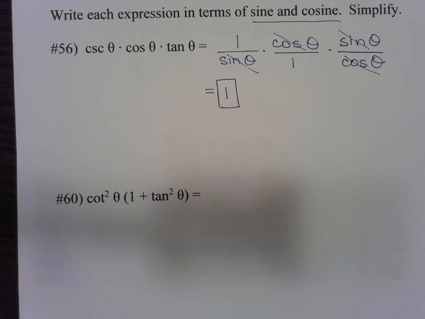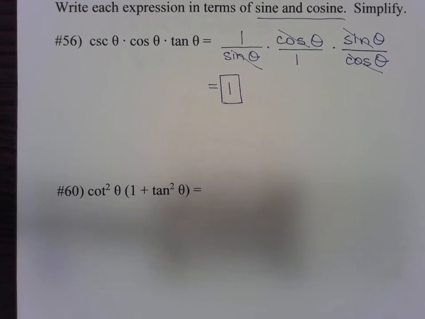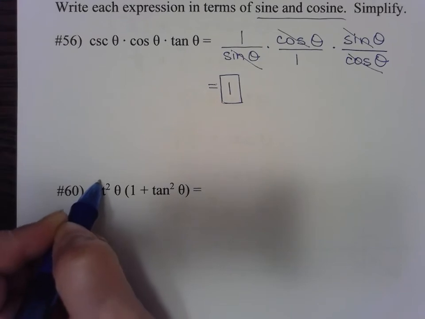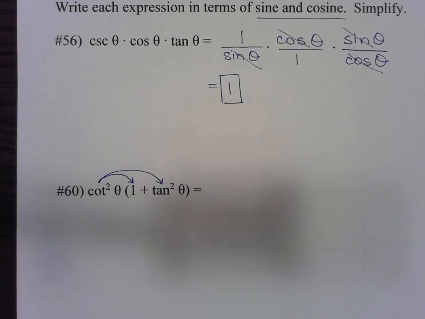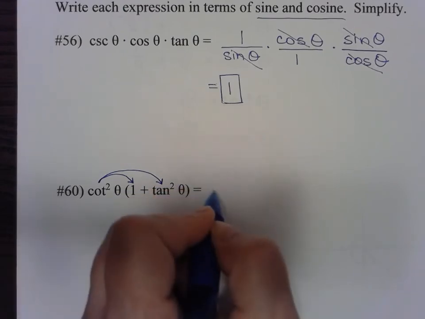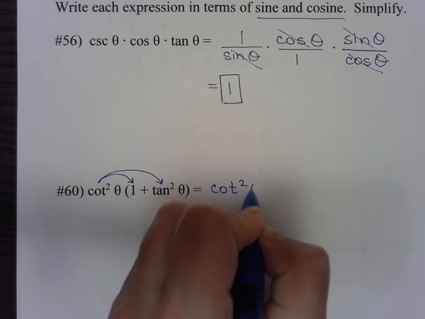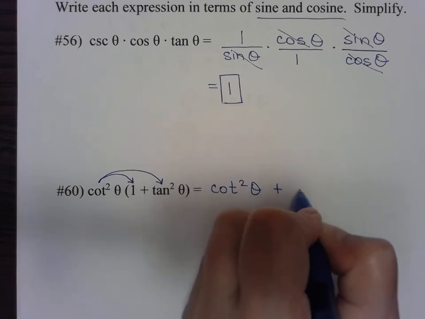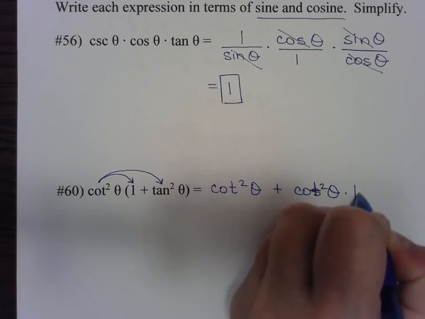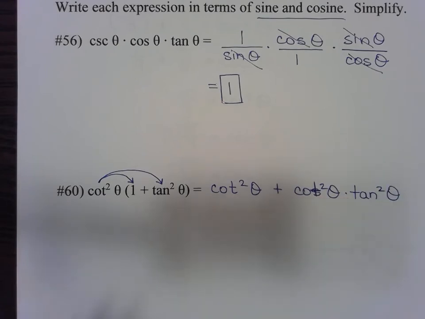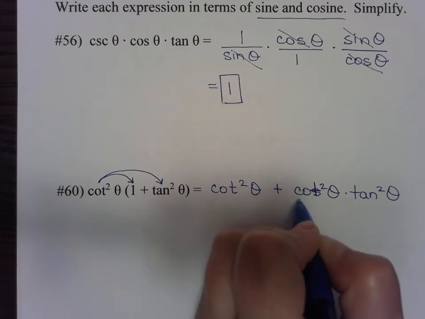Let's try another one. Let's do the same here. Actually, we may not even need to write this in terms of sines and cosines. Before we do that, let's just go ahead and do what we would algebraically and distribute. So we'll have cotangent squared of theta plus cotangent squared times tangent squared. All right, I'm pretty sure that we can make this simpler.